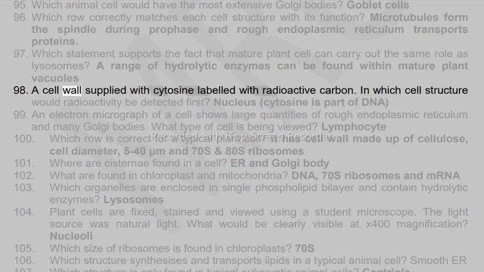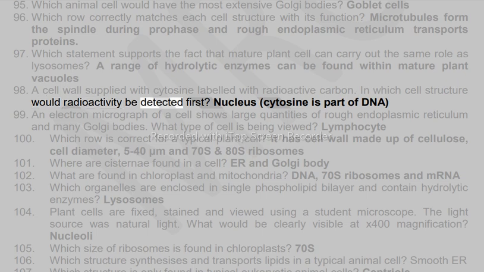98. A cell is supplied with cytosine labeled with radioactive carbon. In which cell structure would radioactivity be detected first? Nucleus, cytosine is part of DNA.